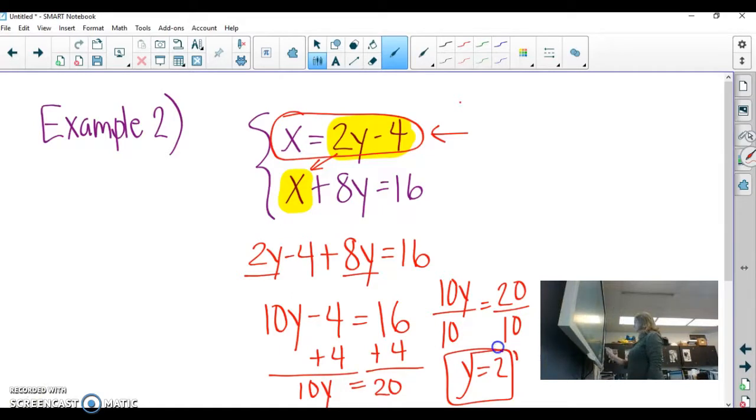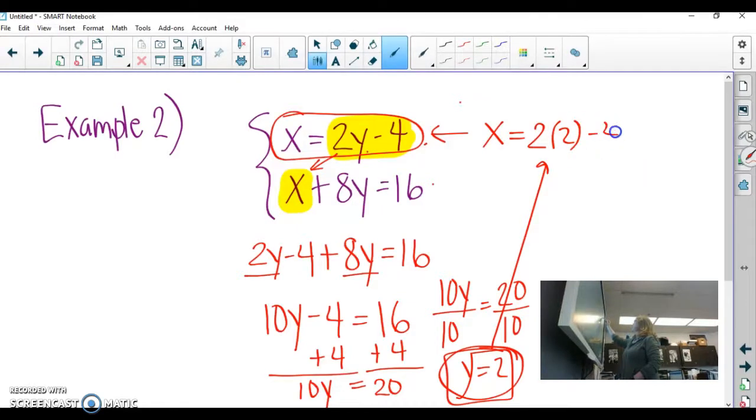Okay, you guys, where were we? So we just figured out that y was equal to 2. We're going to substitute that back into either equation 1 or 2. Equation 1 is already solved for x. I think that's going to be easier for us to figure out what x is equal to. So I'm going to plug in this 2 in place of the y. So 2 times 2 minus 4. And we get x is equal to 4 minus 4, which is 0. So x is 0 and y is 2.